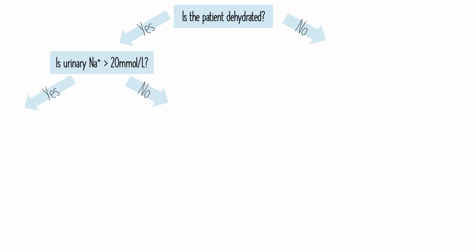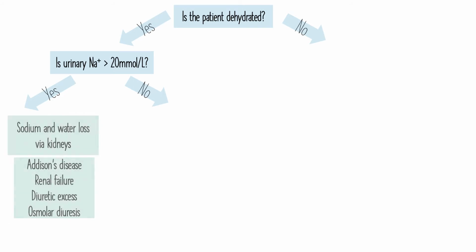There's a really nifty flowchart you can use with a few questions you can ask yourself in order to determine the cause of the hyponatremia. Firstly, you need to ask whether the patient is dehydrated. If the answer is yes, then you need to ask, is the sodium being excreted via the urine? So that's if urinary sodium is greater than 20 millimoles per litre. If the answer is yes, then you're looking at these causes.